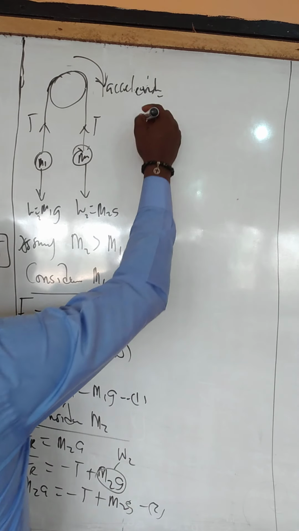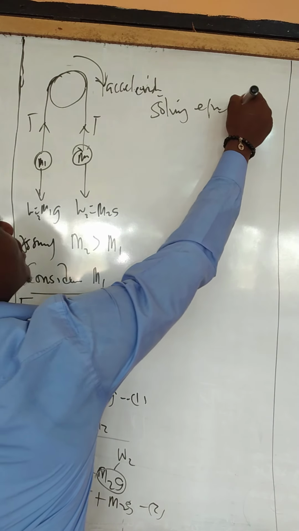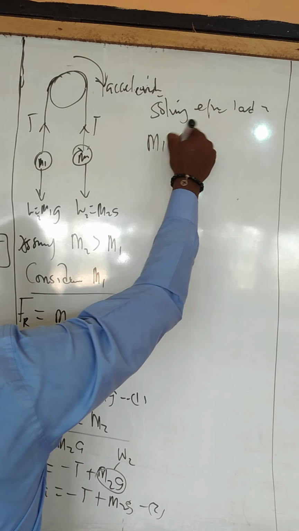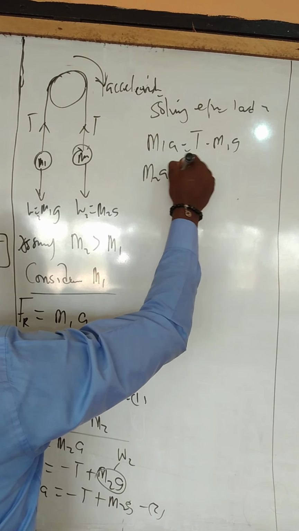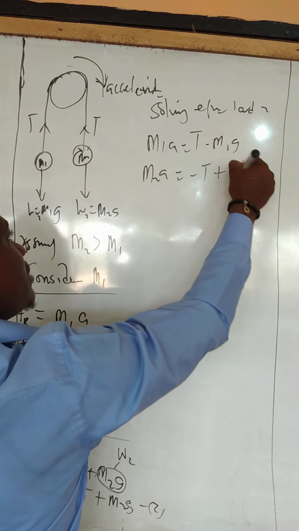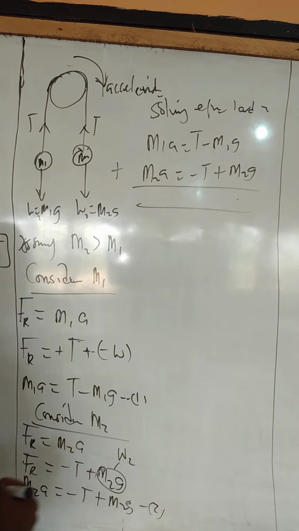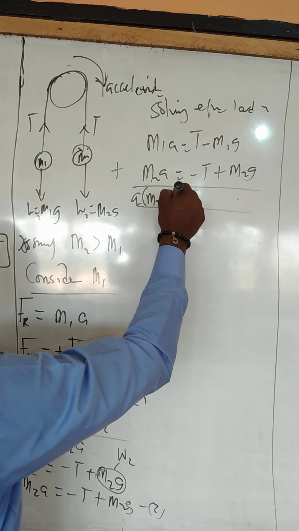Now we want to solve equations 1 and 2. Solving equations 1 and 2, we have m1a is equal to T minus m1g, and m2a is equal to negative T plus m2g. If you want to solve this, you can add. If you add, you would have a out, m2 plus m1.